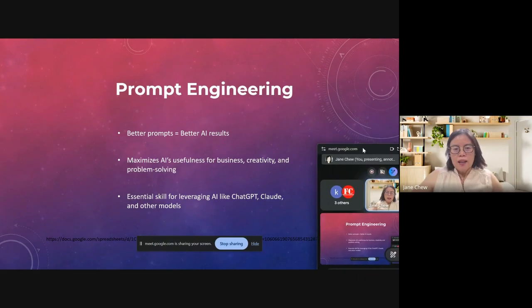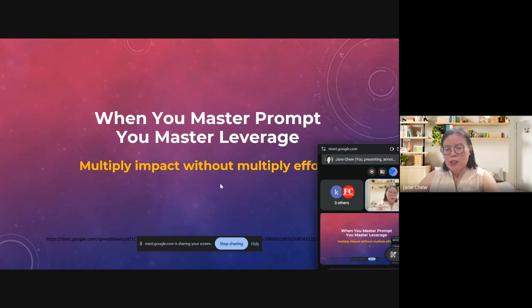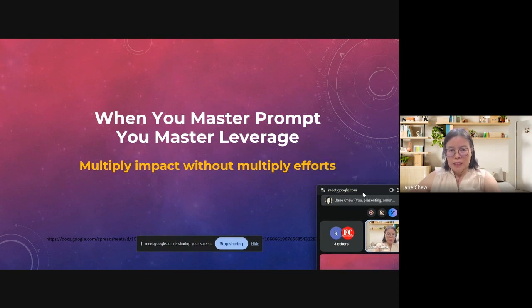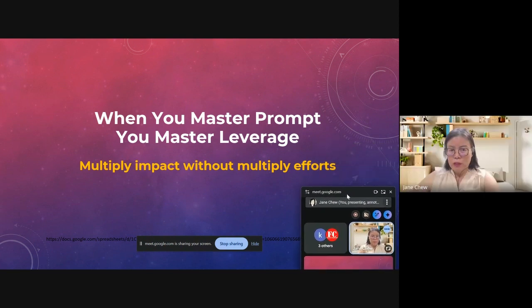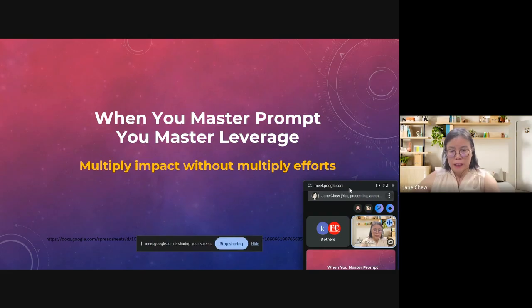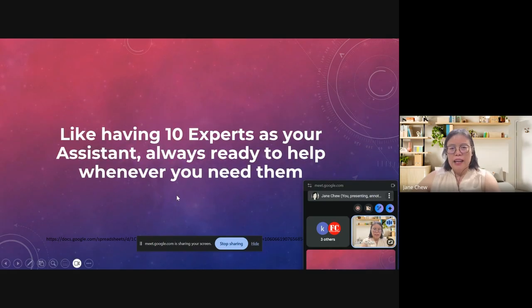Okay, so basically, the better your prompt, the better the response you will get. It doesn't matter which platform you use. The theory is the same. So when we master prompts, we are multiplying impact without multiplying effort. That is very true also. I experience it. It is like having 10 experts as your assistant, always ready to help you.